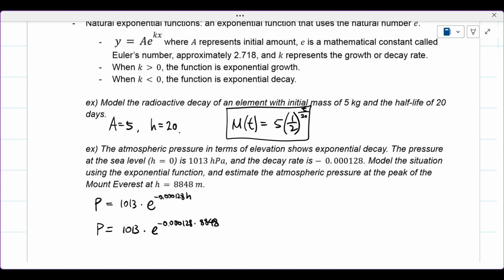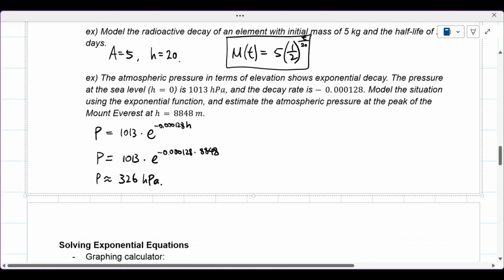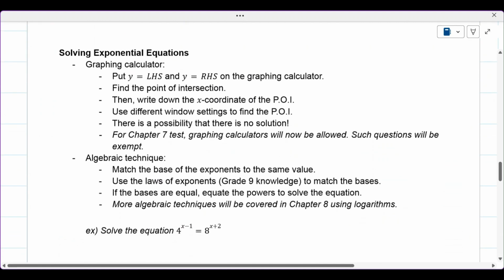0.000128 multiplied. Let's use the brackets here. Multiplied by 8848. Close bracket, and I got P is approximately 326. So it shows that the atmospheric pressure did go down as you went up to Mount Everest. Right, moving on to the next problems.